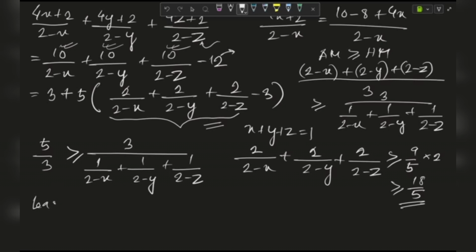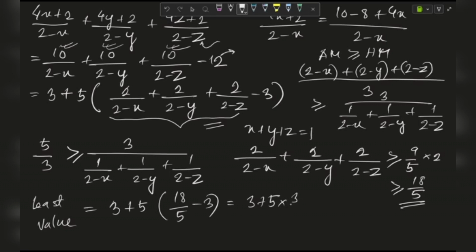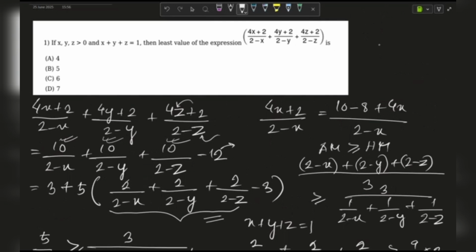So the least value for this expression will be 3 plus 5 multiplied by (18 by 5 minus 3). This comes out to be 3 plus 5 times 3 by 5, since 18 minus 15 is 3. So this is 3 plus 3, which is 6. So your final answer is 6. I will tell you the option: our correct option for this is C.